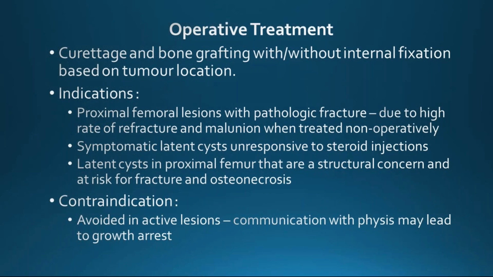Operative treatment is curettage and bone grafting, which is the mainstay of operative treatment. If the lesion is involving more than 15% of the bone, then you'll have to go for operative treatment. This is based upon the tumor location. Indications: proximal femoral lesions with pathological fracture due to high rate of refracture and malunion when treated non-operatively, and symptomatic latent cyst unresponsive to steroid injections.